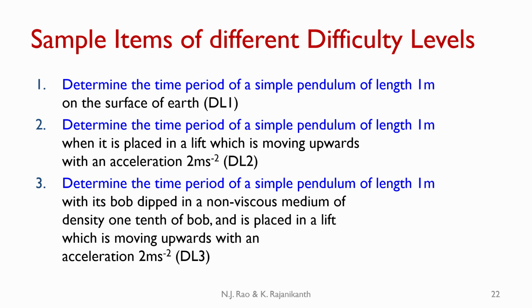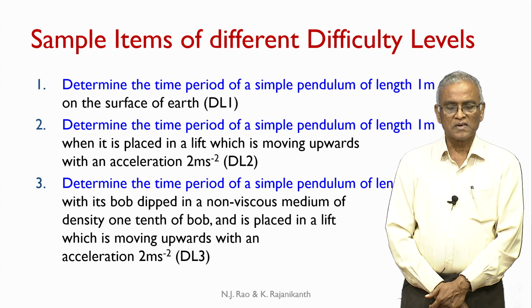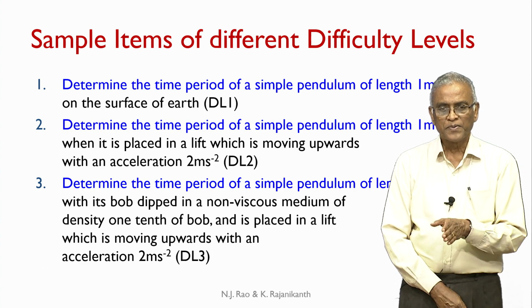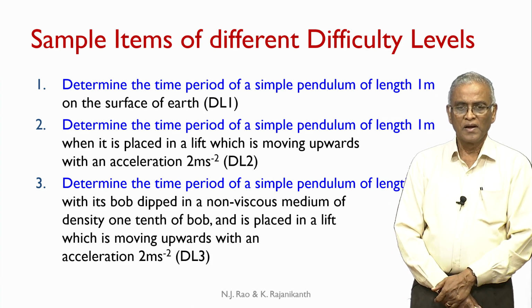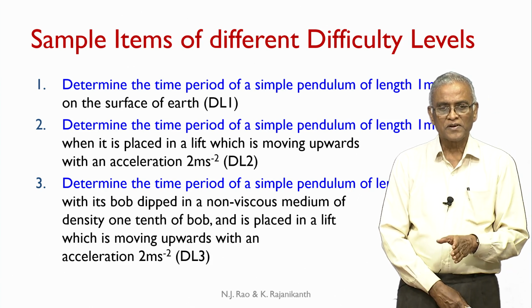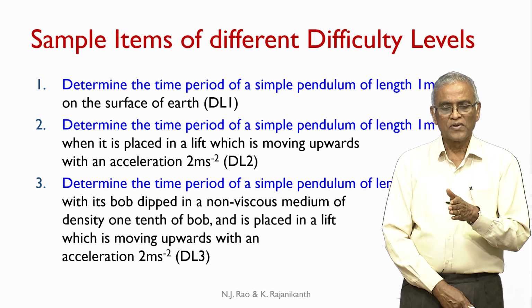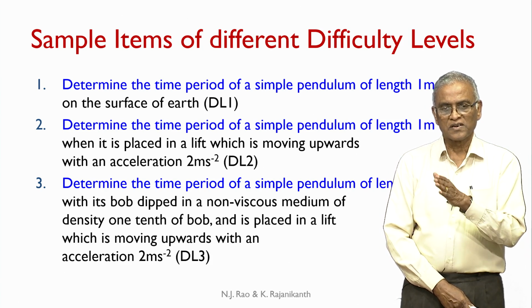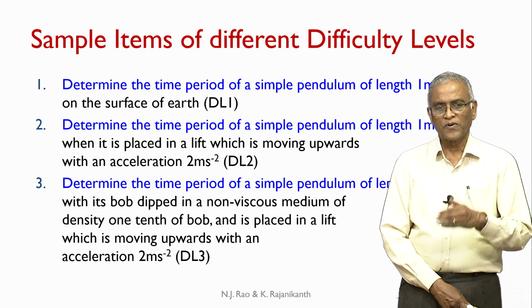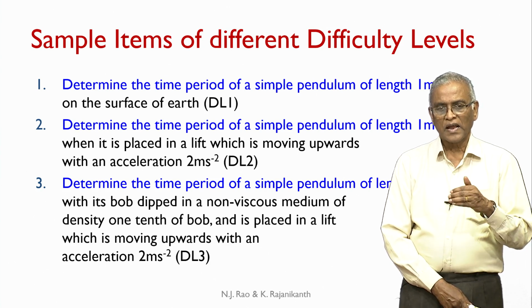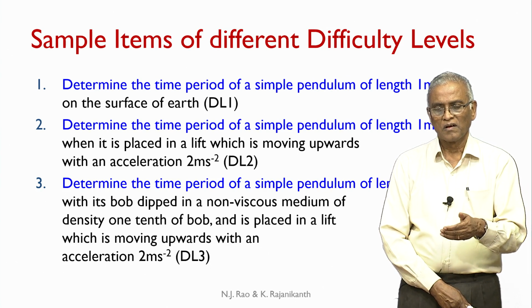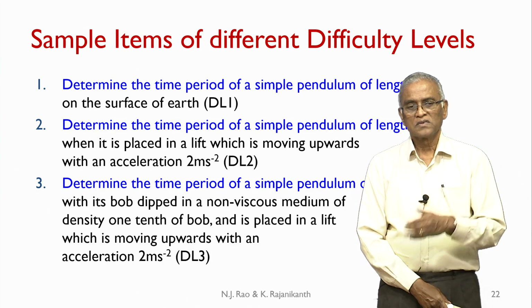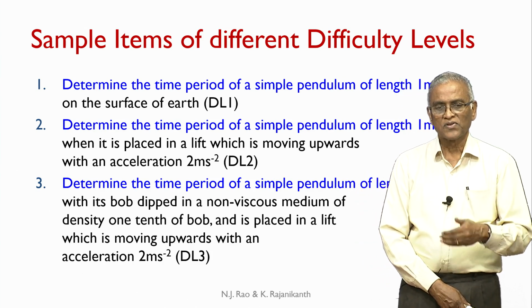Difficulty level 3: determine the time period of a simple pendulum of length 1 meter with its bob dipped in a non-viscous medium of density 1/10 of the bob and is placed in a lift which is moving upwards with an acceleration of 2 meters per second square. As you can see, from one question to the other, we are adding more and more conditions on that.